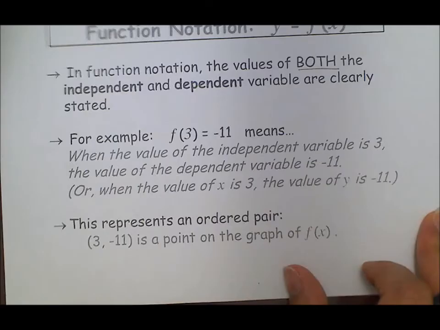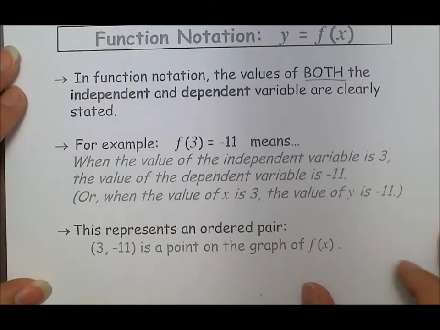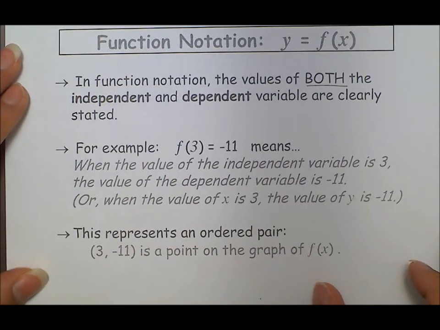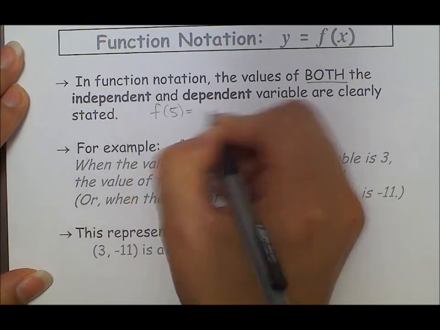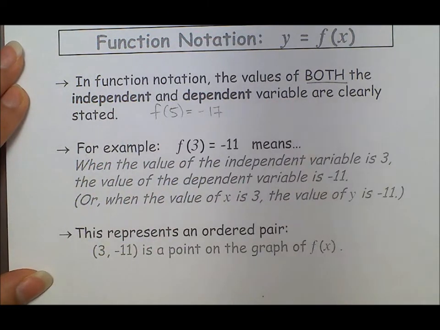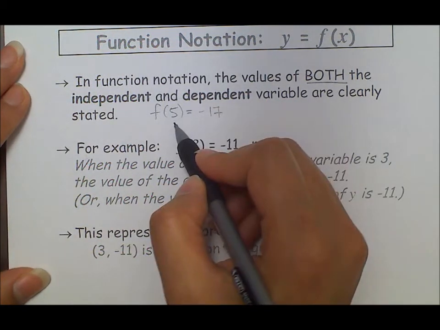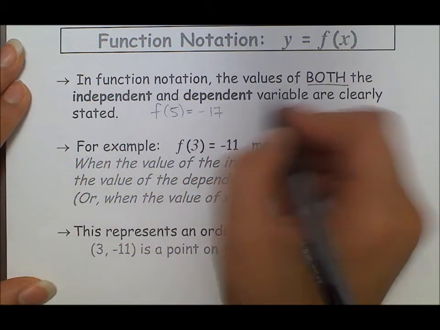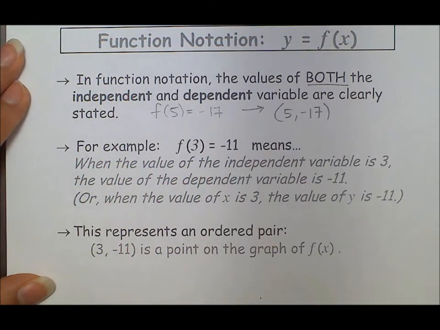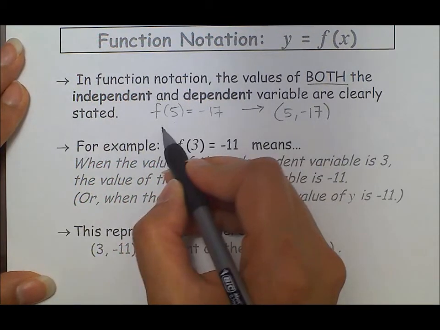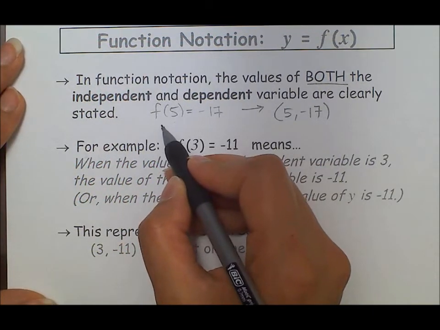Okay, so in function notation, the values of both the independent and dependent variable are clearly stated. So that was like when we had f of 5 equals negative 17. We know that our independent variable is 5 and our dependent variable is negative 17, which results in a point at 5 and negative 17. That's exactly what I was expecting. And that's what writing the point in function notation tells me.